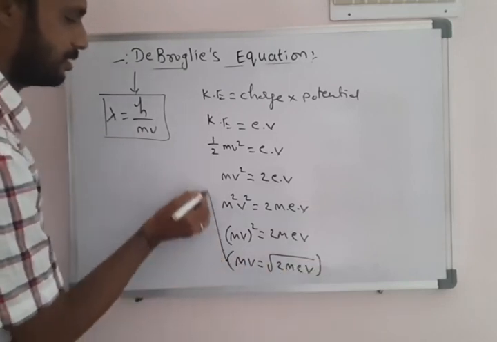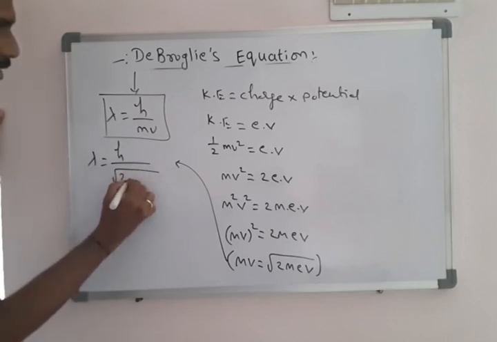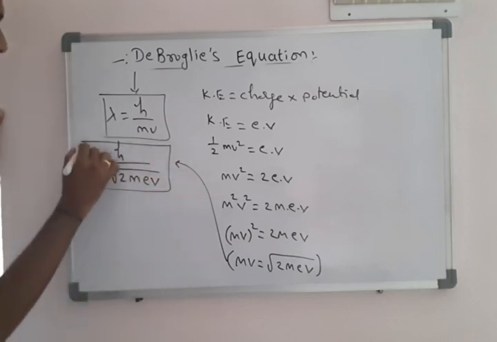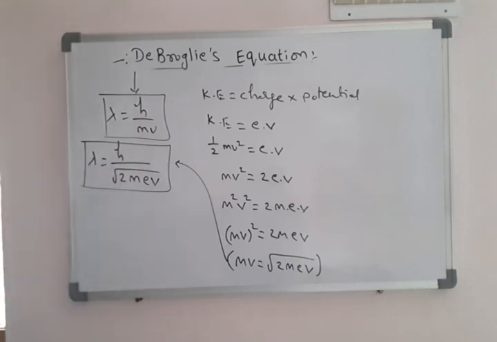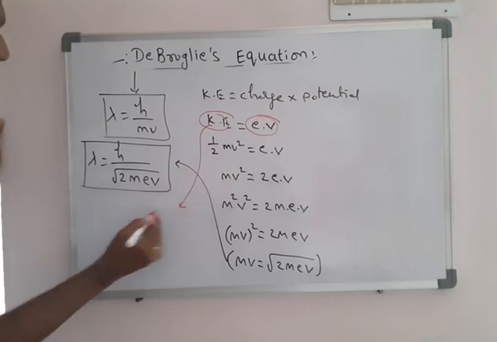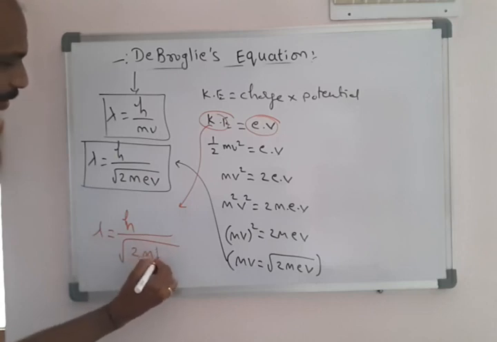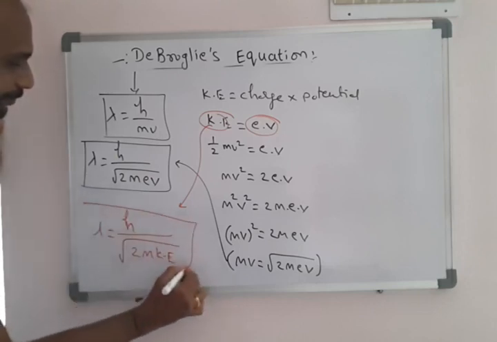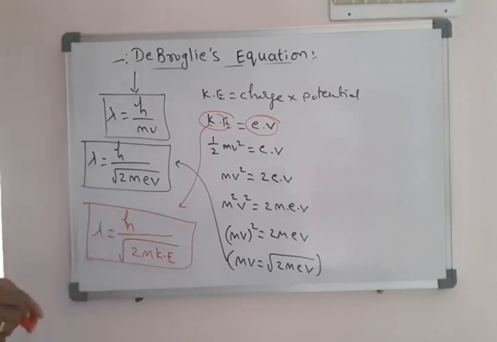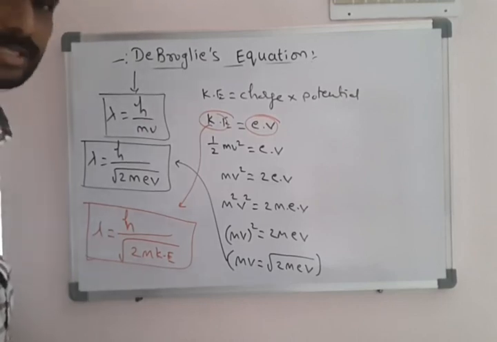So we apply this in the equation. Now it becomes lambda is equal to h by root 2meV. Or, in the place of eV we can write kinetic energy, so lambda is equal to h by root 2mK. These are some extensions of de Broglie's wave equation. Okay, so now we see some problems based on de Broglie's equation.